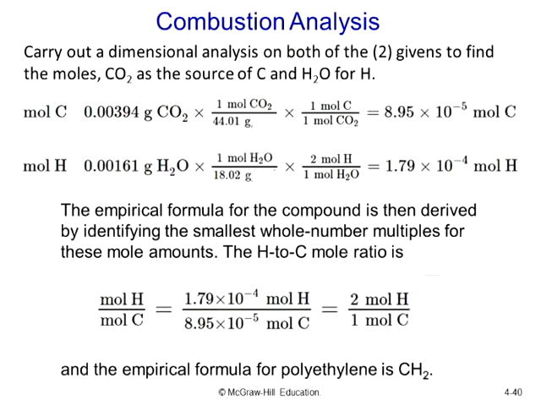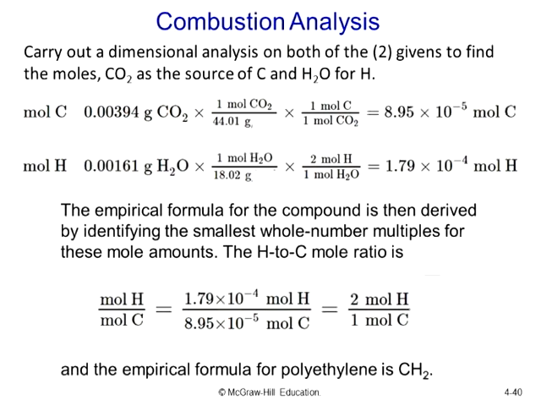We obtain 0.00161 gram of water. That is converted to moles of water by using dimensional analysis, where we cross out grams on the bottom, and that's converted to moles on the top. And then we have moles on the bottom converted to 2 moles of hydrogen, because there are 2 moles of hydrogen per every 1 mole of water, and we obtain the given moles of hydrogen at 1.79 times 10 to the minus 4.